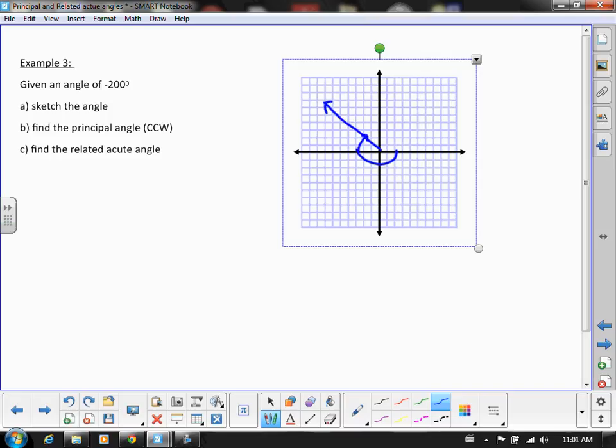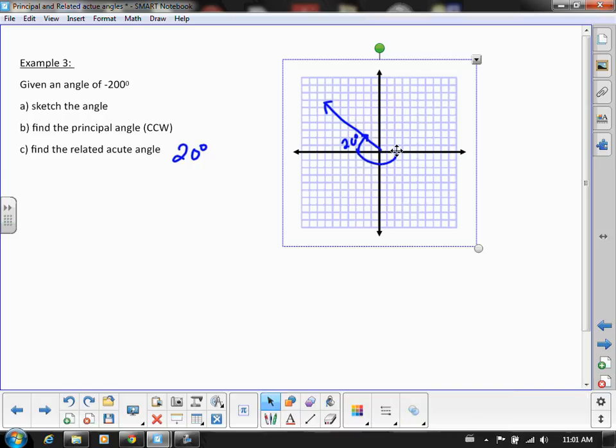So I'm actually going to do the acute angle first for this one. So if I go that full rotation to this location right here, I'm at negative 180, which means this acute angle has to be 20 degrees. We've sketched the angle, that's good.